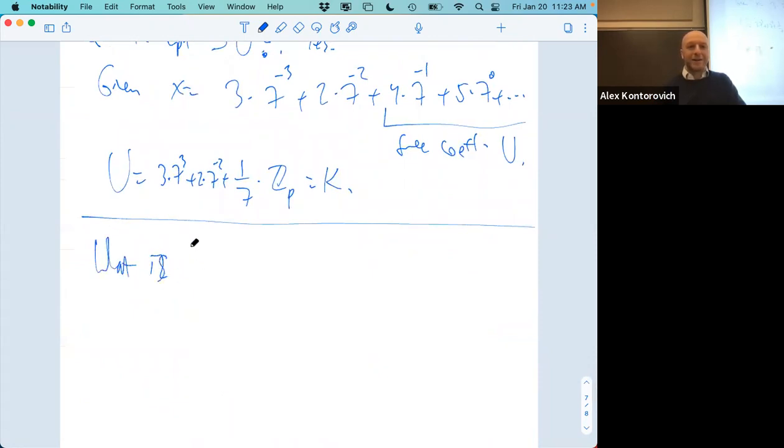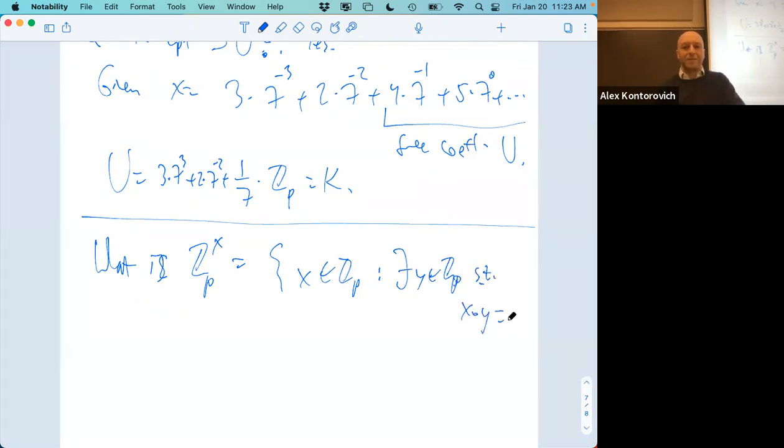So what is Zp cross, the group of units? By definition, it's the set of elements of Zp which are invertible. There exists another element of Zp, y, such that x times y is 1, where 1 is 1 plus 0p plus 0p squared plus 0p cubed and so on. So you're saying this is Zp except for 0? That's a good guess.